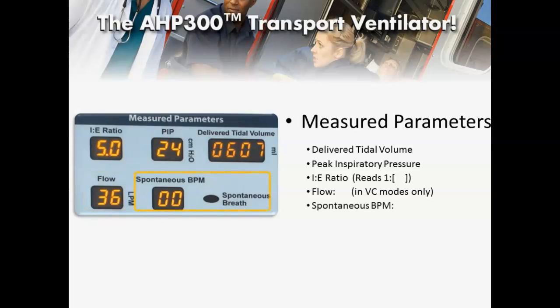Spontaneous breaths per minute. This field displays the number of spontaneous breaths taken and supported over the last minute. The spontaneous breath light lights up whenever such a spontaneous breath is being delivered.